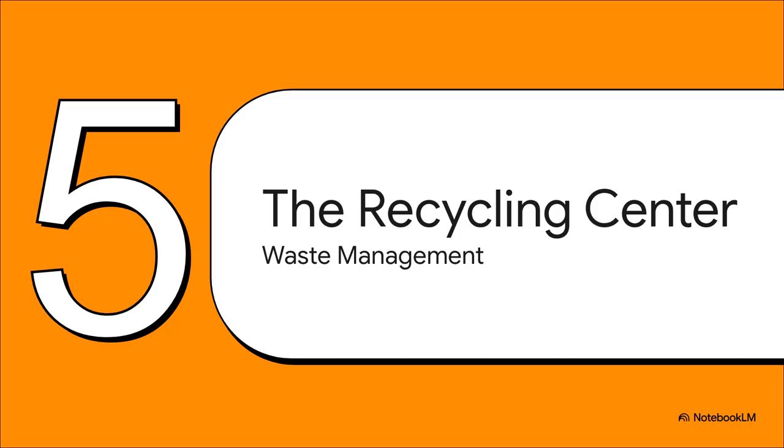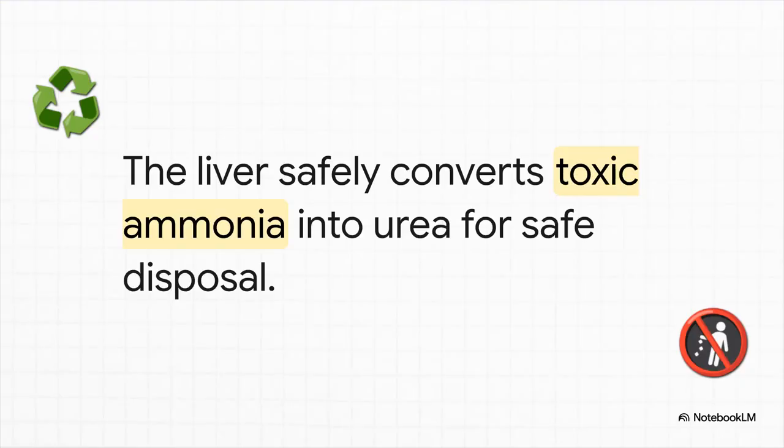Finally, we reach Section 5, the recycling center. Because when the city breaks down large structures like proteins, it has to deal with the waste. When proteins are broken down, we're left with amino acids. The cell splits these into a carbon skeleton, which can just be fed right into the power grid, and an amine group. The problem? That amine group quickly becomes ammonia, which is highly toxic.